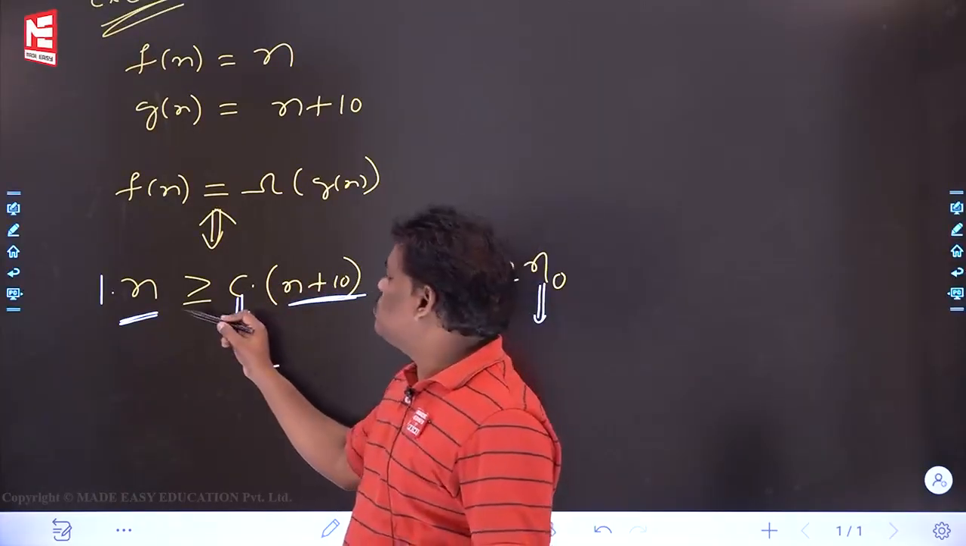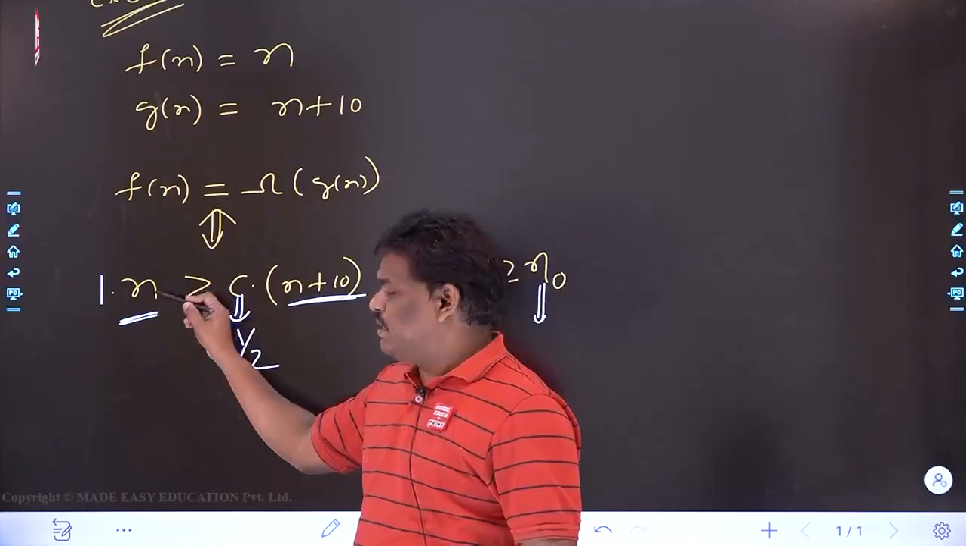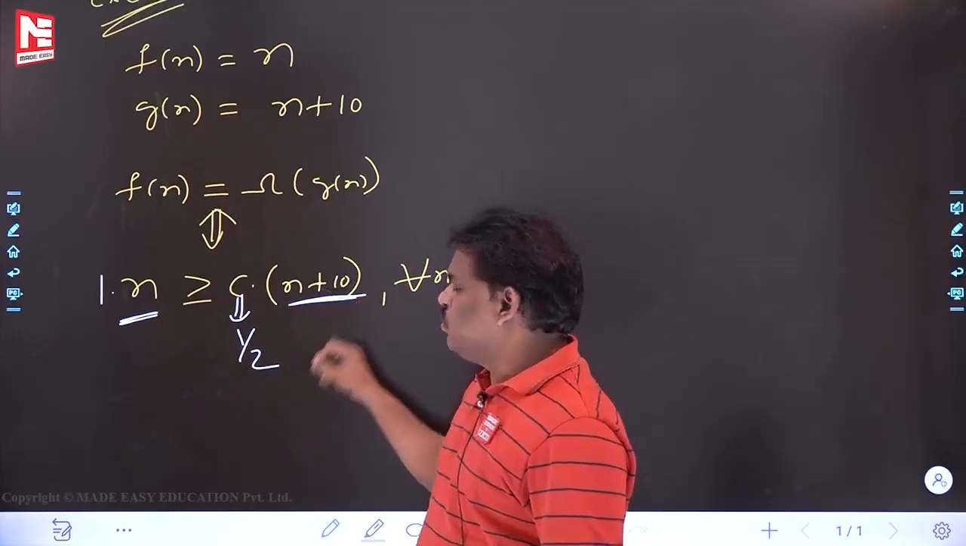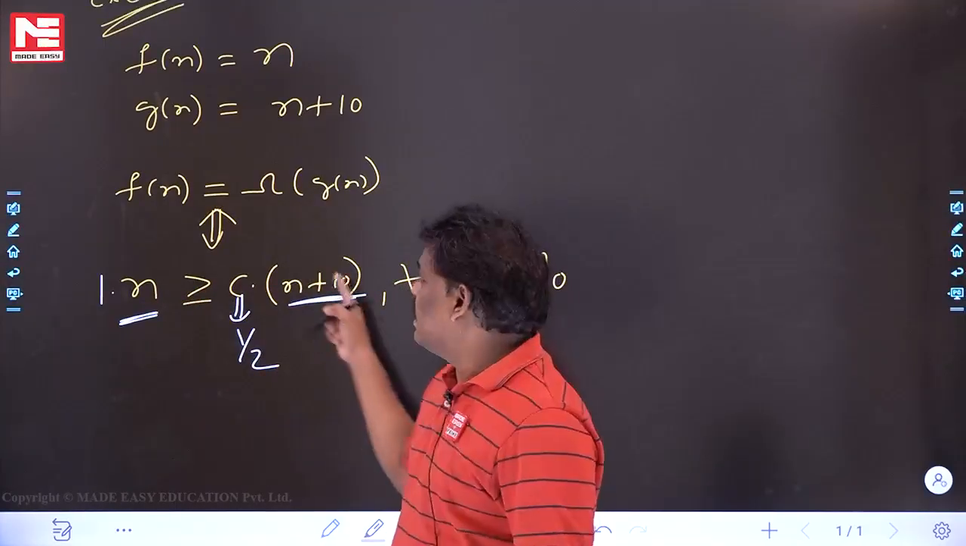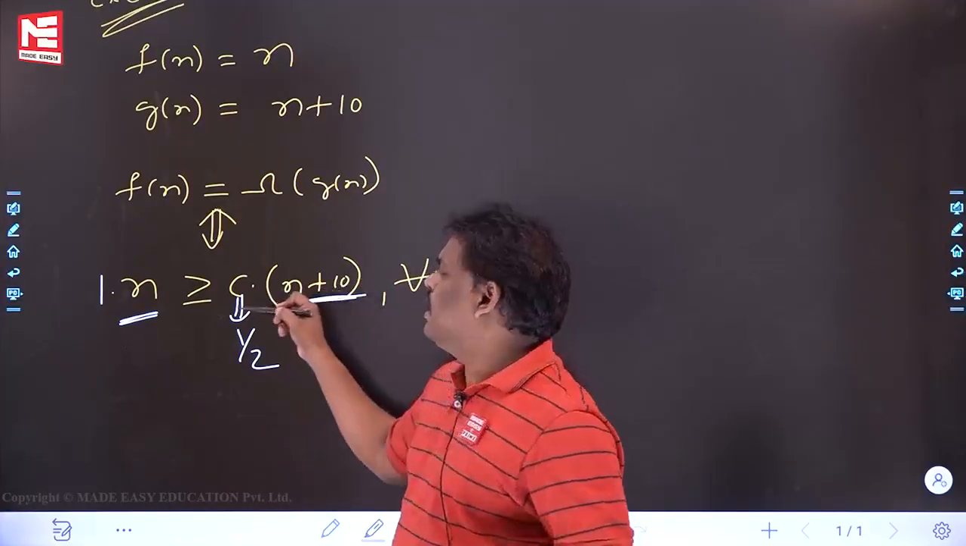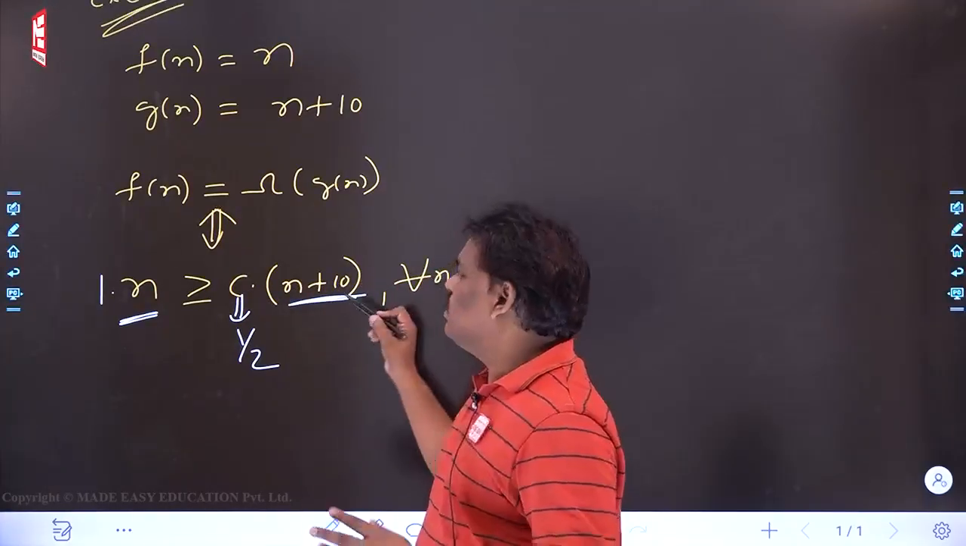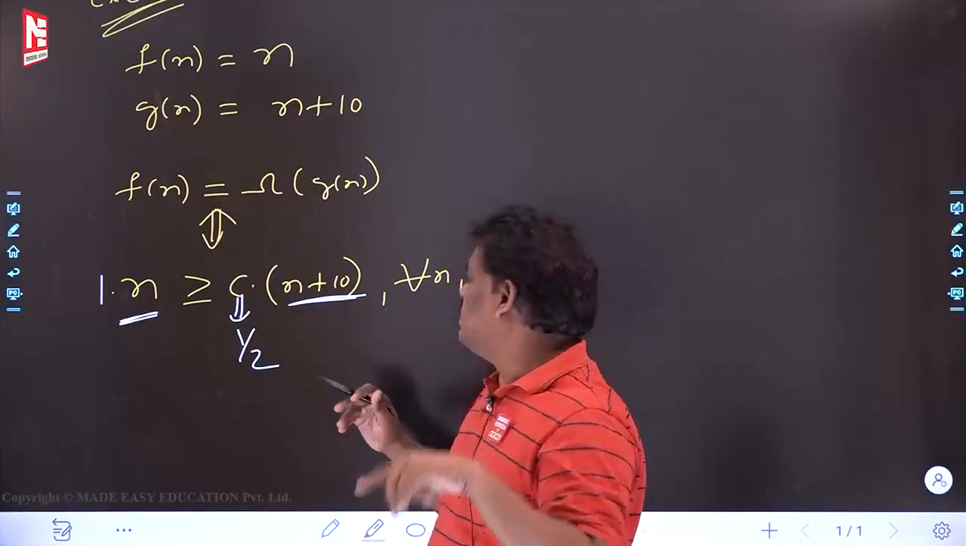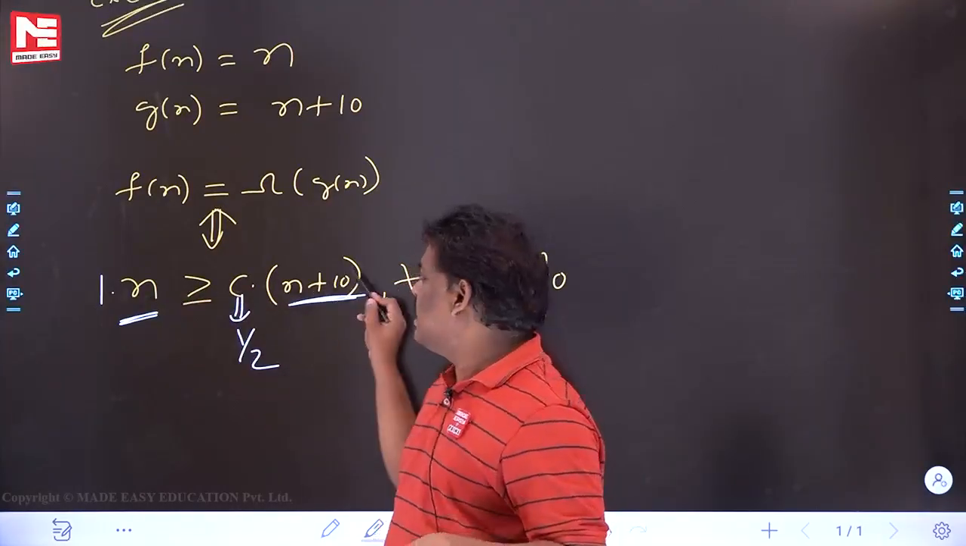Next one. Let me ask one small thing. n value is 8. 18 by 2 is 9. Left is 8, right is 9. Still this condition fails. But one thing, the gap is very small. Let me check once again. n value 9. This is 19 by 2.